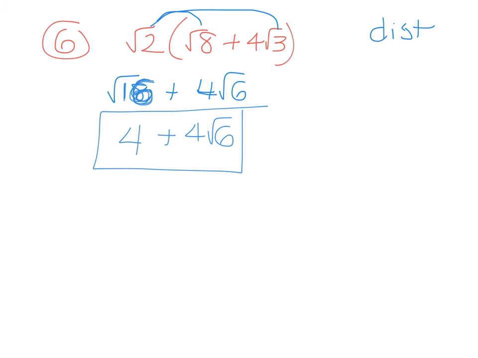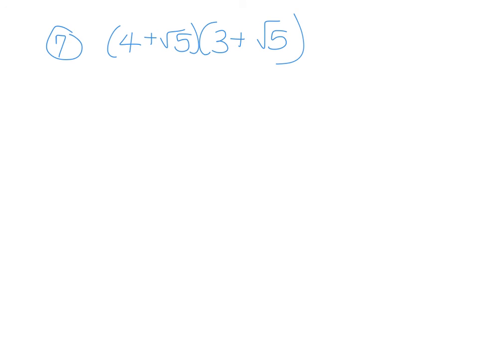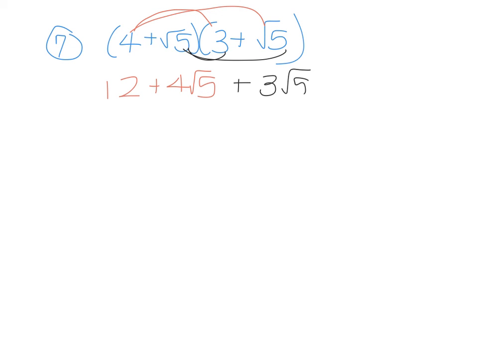Next problem, number 7. I'm going to have one more foiling problem. 4 plus rad 5 times 3 plus rad 5. It's a little bit easier than the first one. So when I distribute, I'm going to have 4 times 3 is 12 plus 4 rad 5. Then I'm going to distribute inside the second one. So that will give me plus 3 rad 5 plus rad 25.